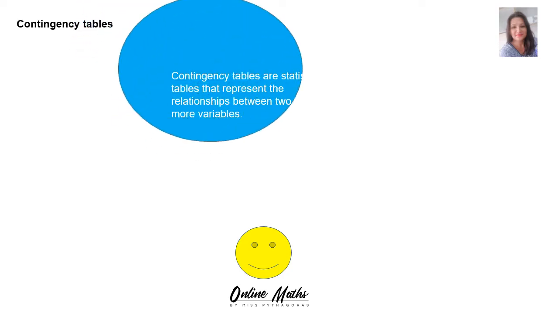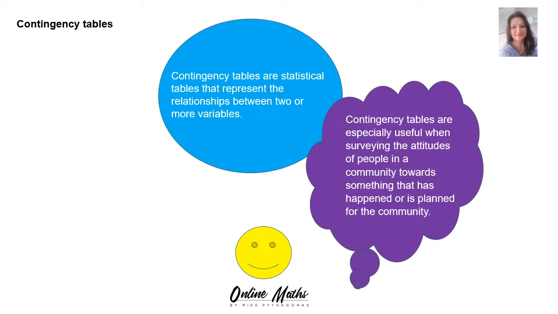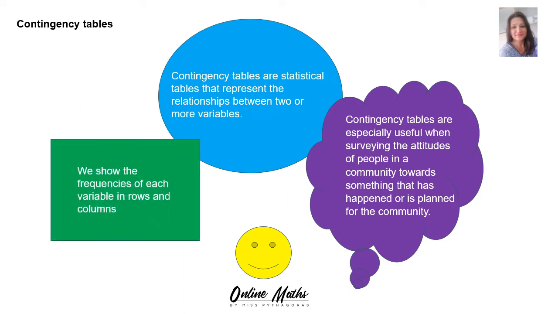Contingency tables. Contingency tables are statistical tables that represent the relationship between two or more variables. They are especially useful when surveying the attitudes of people in a community towards something that has happened or is planned for the community. We show the frequencies of each variable in rows and columns.